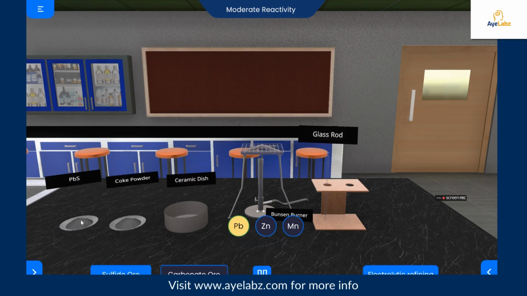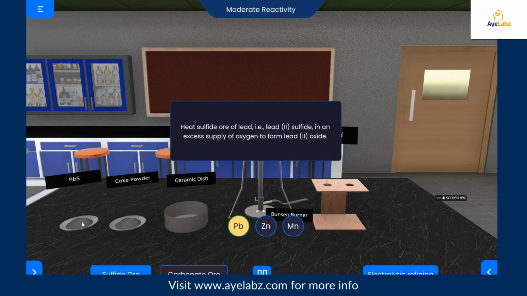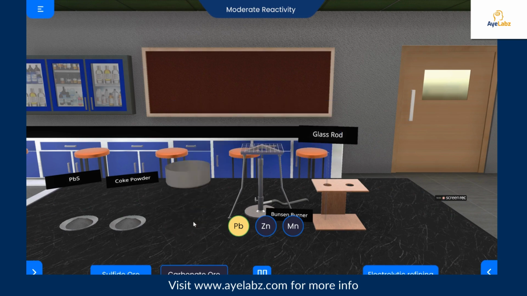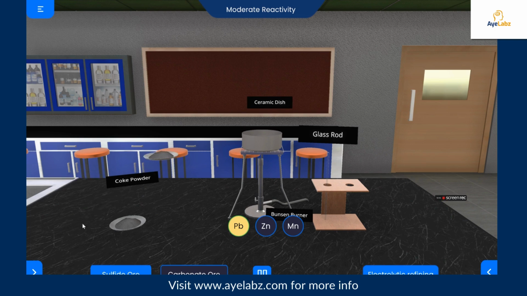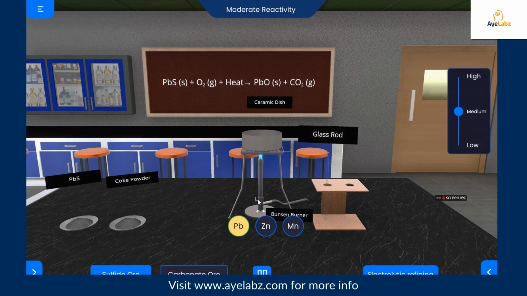Let me go with galena first. I'm clicking on the ceramic dish to start the process of roasting. I'm adding galena to the ceramic dish. Clicking on the Bunsen burner to get that started. As you can see, lead sulfide with oxygen and heat is producing lead oxide and sulfur dioxide.